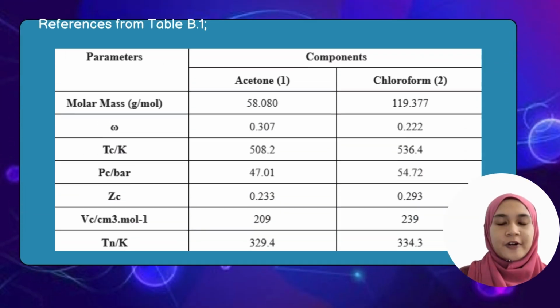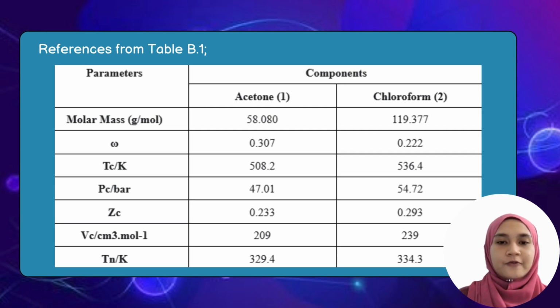We list out the references from table B1 for the calculations, which are molar mass in gram per mole, acentric factor, critical temperature in Kelvin, critical pressure in bar, compressibility factor, and critical volume in cubic centimeter per mole. Lastly, the normal boiling point in Kelvin.